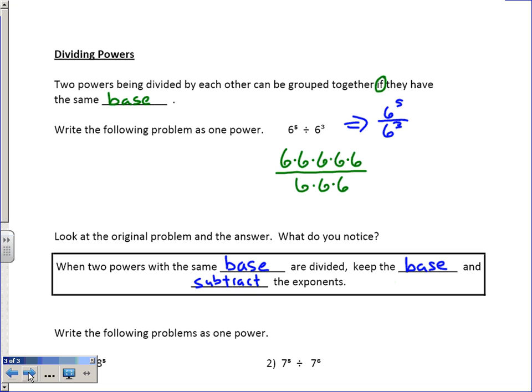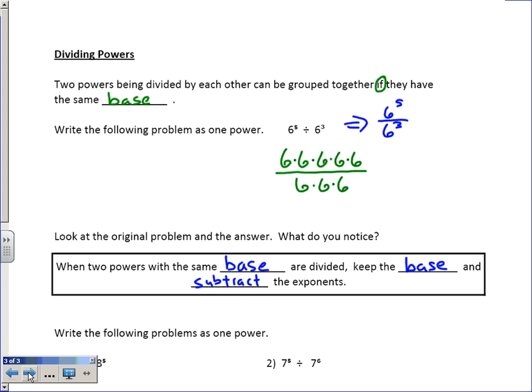Okay, so here we have kind of the same situation. Ignore that bottom part for now. If 2 powers are divided, so here we have 6 to the 5th exponent divided by 6 to the 3rd exponent, if they have the same base, we can put them together. So here we have our division problem. I wrote it as a fraction in the blue, and then I expanded it right below here.